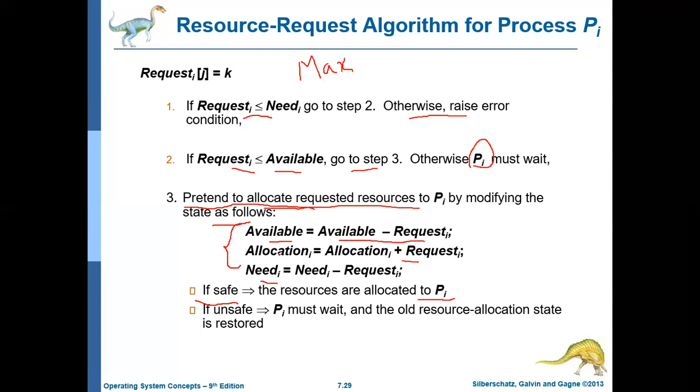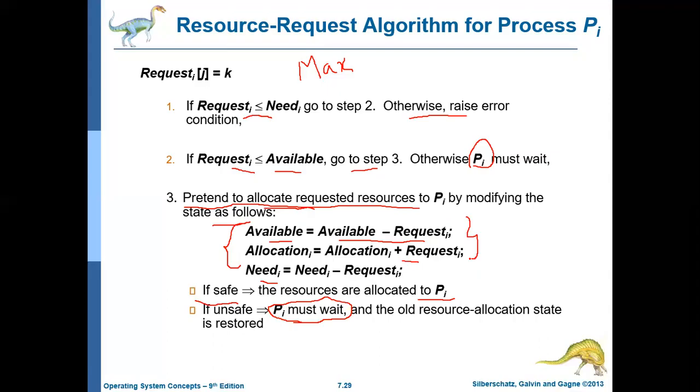Suppose after making the changes, the operating system observes that this will not keep the system in a safe state, it will take the system to an unsafe state, then the process PI must wait. Whatever request process PI has made cannot be granted, and the resource allocation state will be restored. That is, it will go back. This new state will not be taken; the previous state will be considered. So this is what the Banker's algorithm does.